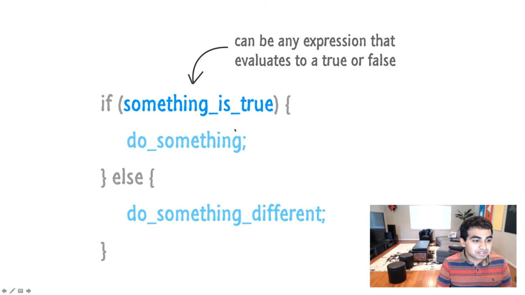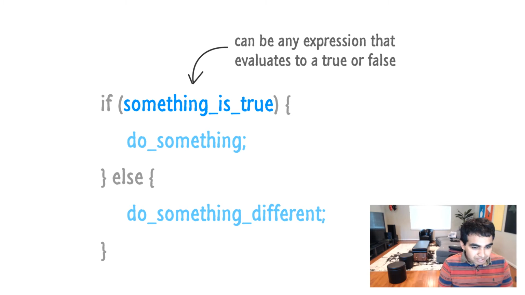If it evaluates to true, in this case, the do something, the item directly under the if statement, will execute as part of the true condition. And if the expression that we provide ends up evaluating to false, then the value we provide under the else statement, the do something different in this case, is what gets executed.